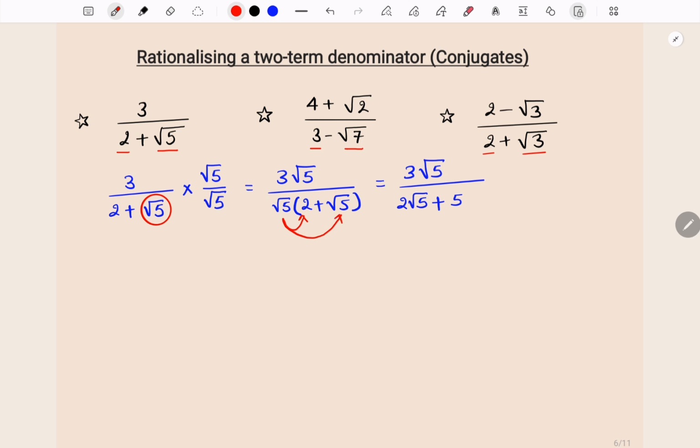So, did we successfully rationalize the denominator? No, because here the denominator still contains a surd. That is why we cannot use this method to rationalize a two-term denominator. Instead of following this method, we will multiply by the conjugate of the denominator.